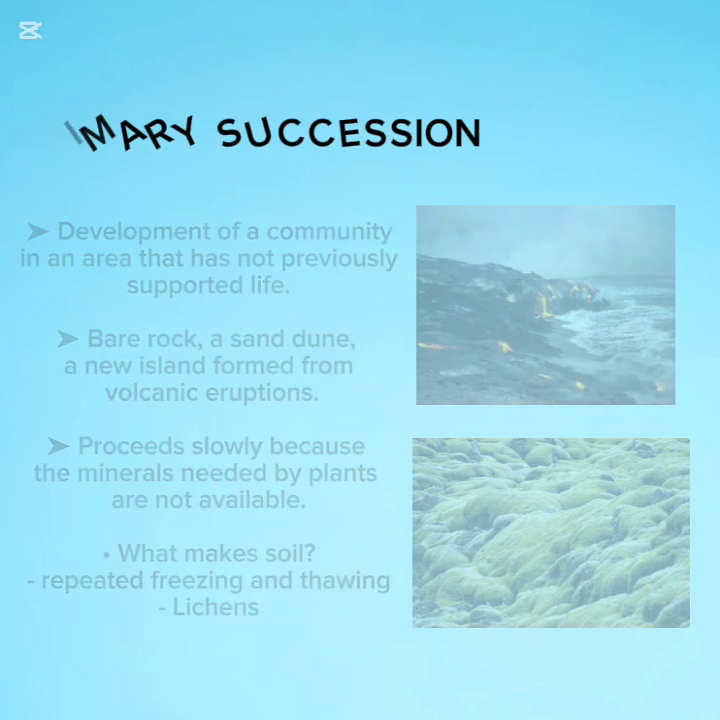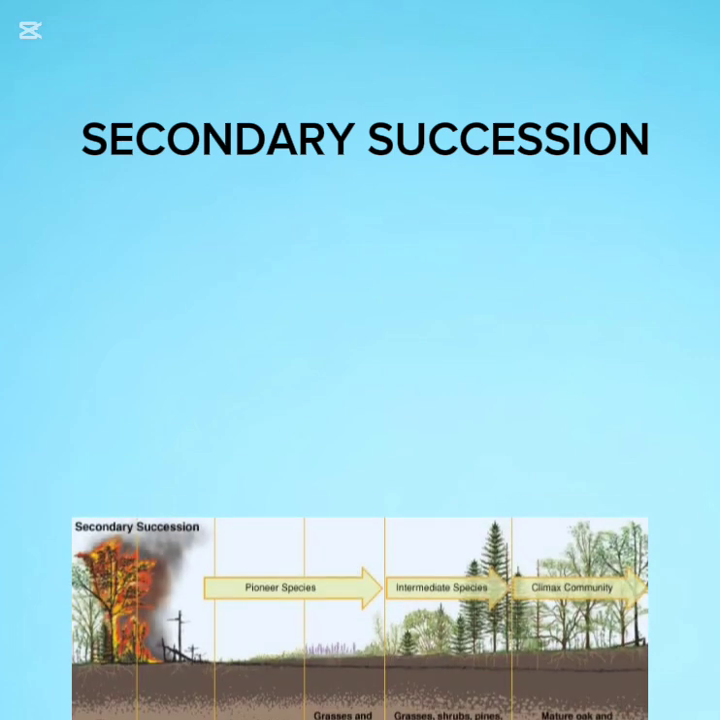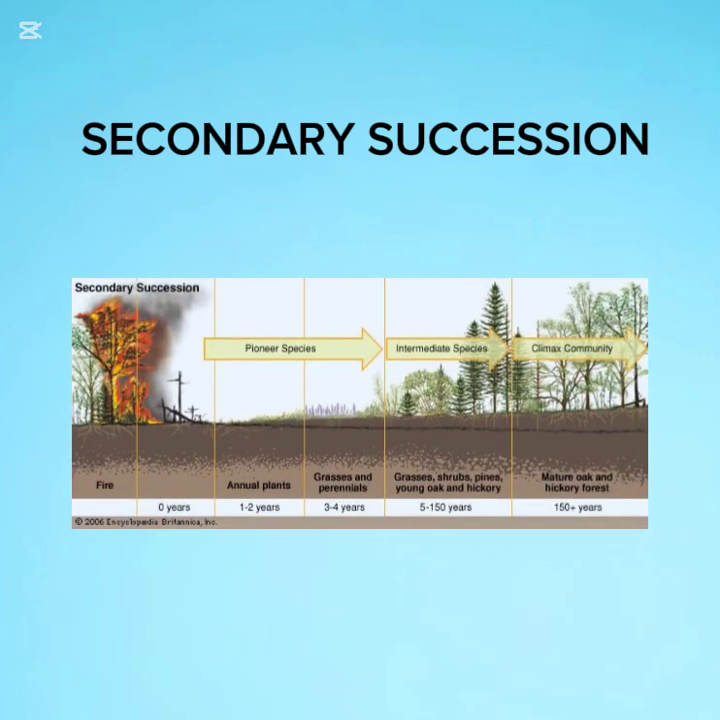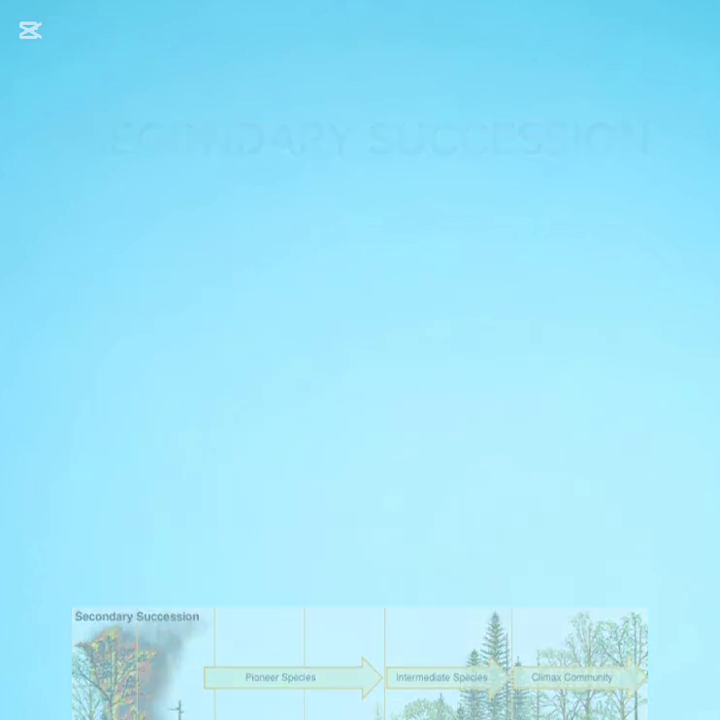Let's move on to secondary succession. Secondary succession is the change that takes place after a disturbance occurs in an established ecosystem. For example, forest fires, floods, tsunamis, and volcanic eruptions. Those are examples of secondary succession.